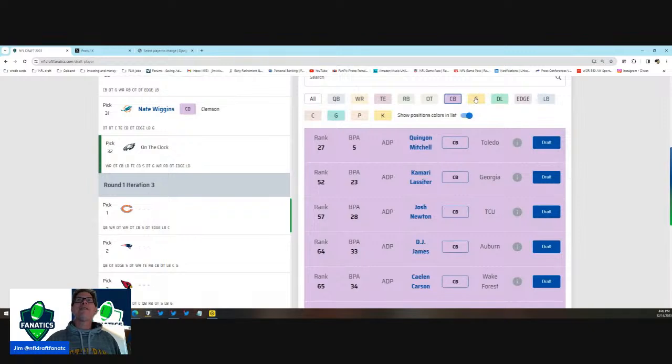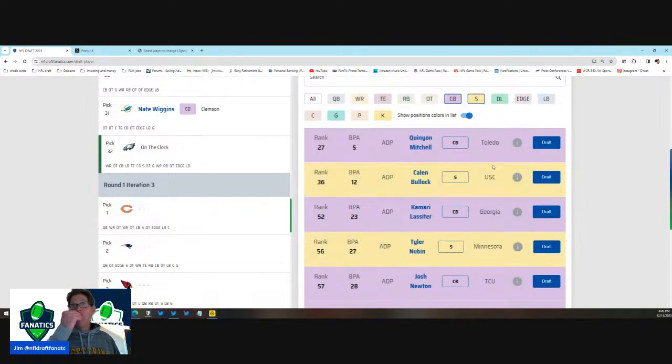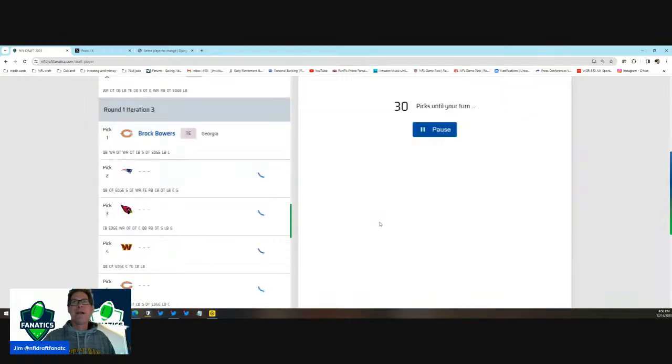Okay, so at this point, no first round corner is available, and none of the first round safeties are available either. So Lassiter likely has a second round grade, so I'm going to take Lassiter in the first round challenge. Observe he is 52 right now.